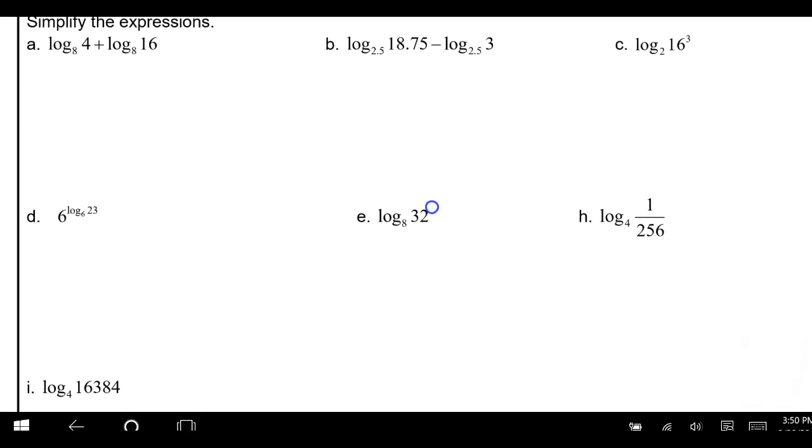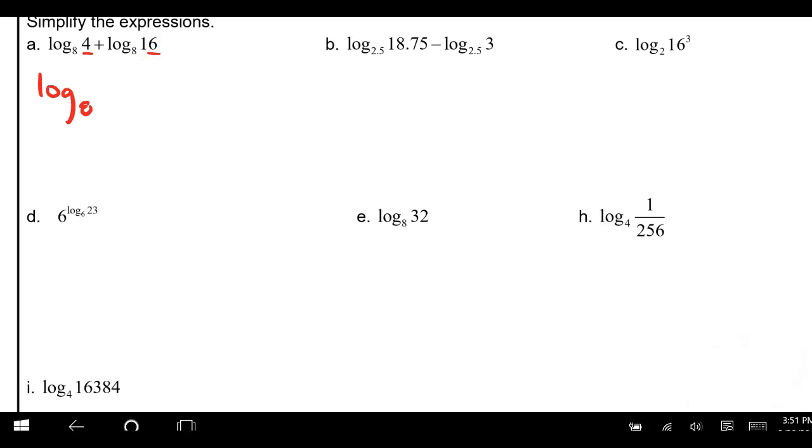Okay? So now we just need to figure out what these are equal to. And again, this is day one, so no calculators. So first of all, we see a plus. Plus makes us think what? Multiply. So same bases, which is 8, so log base 8. And then we multiply the two numbers using the product property.